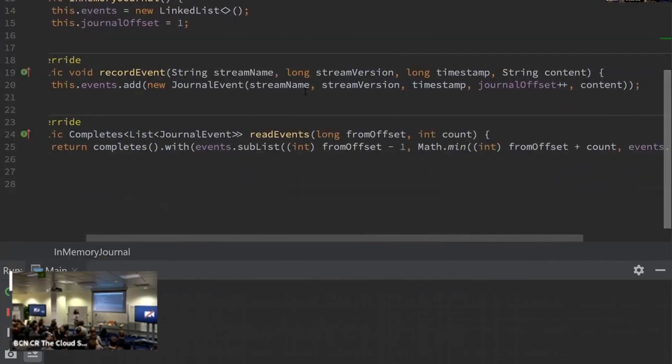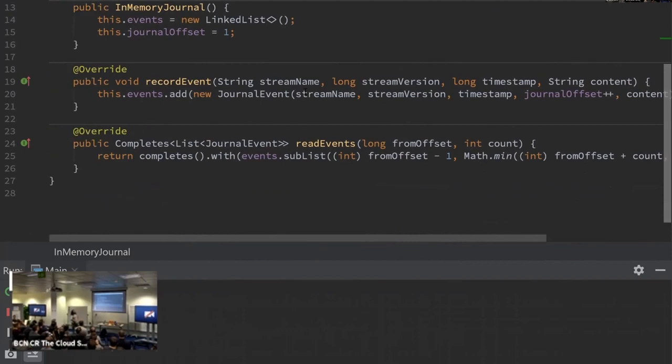We have a journal that is only 25 lines of code. I think that's a microservice, no? Yeah. So what it's actually doing is just registering all that's happening on the event journal. It's just a list of events.